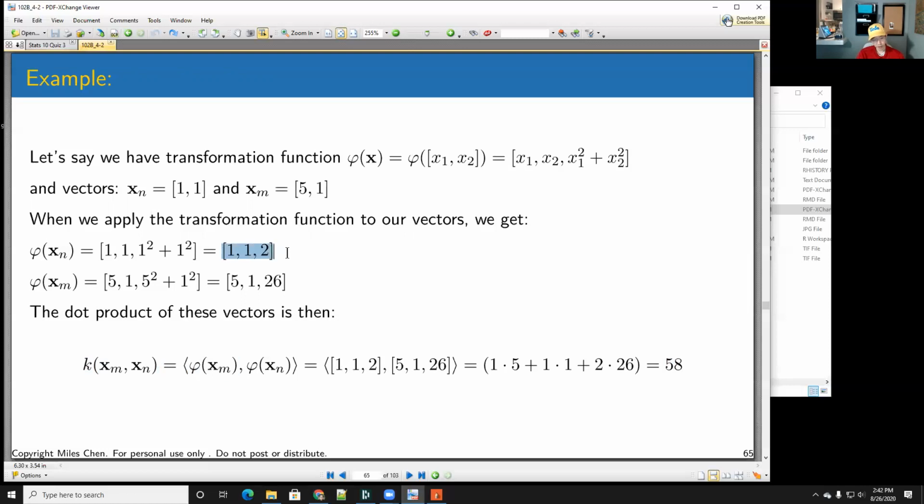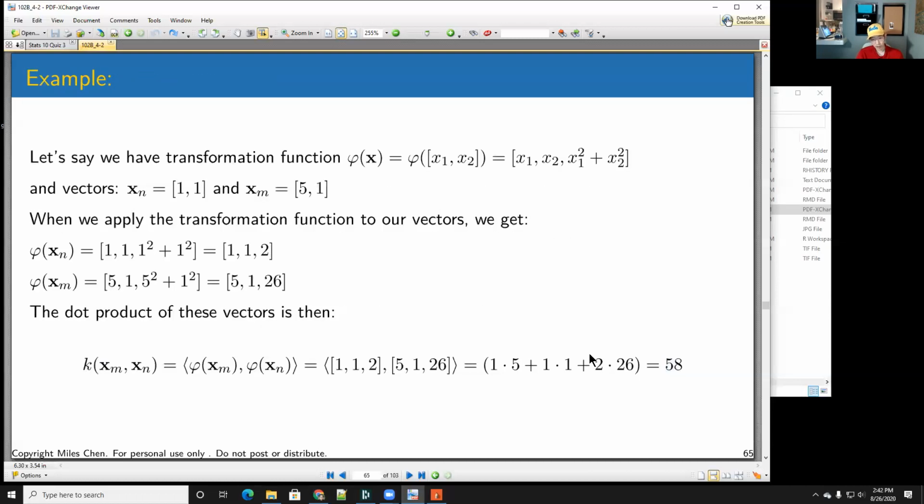because it's the inner product of these vectors. So I take 1, 1 and 5, 1. When I apply the transformation function, I get the vectors 1, 1, 2 and 5, 1, 26. When I take the dot product of those, I get 1 times 5 plus 1 times 1 plus 2 times 26, and this adds up to 58. So this is just kind of an arbitrary thing.